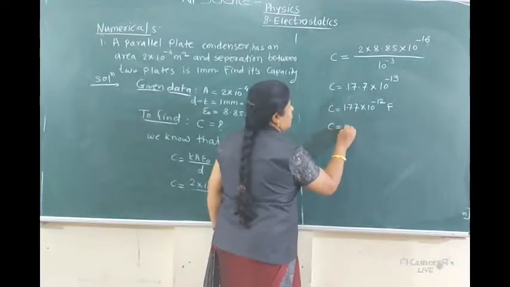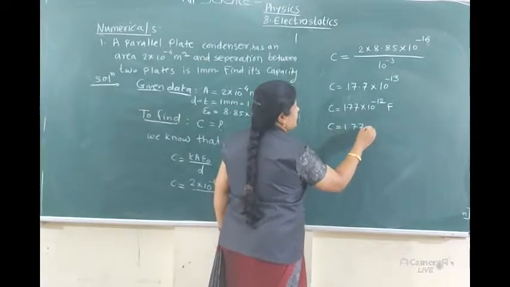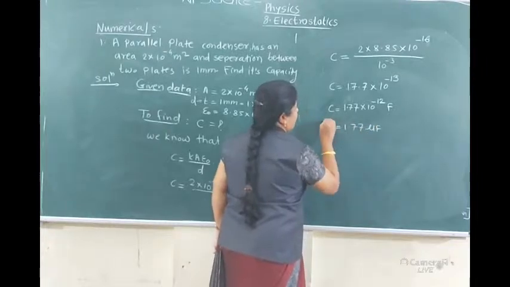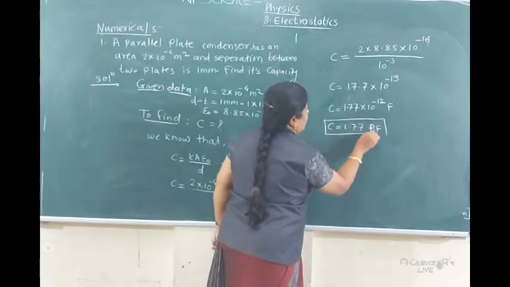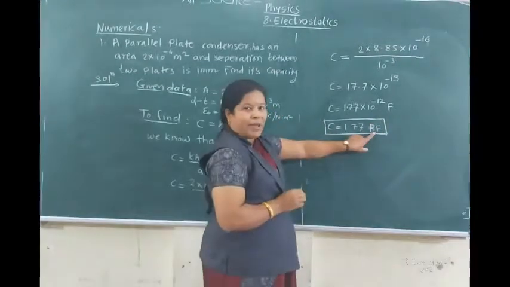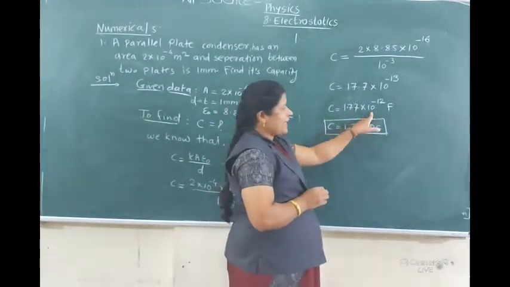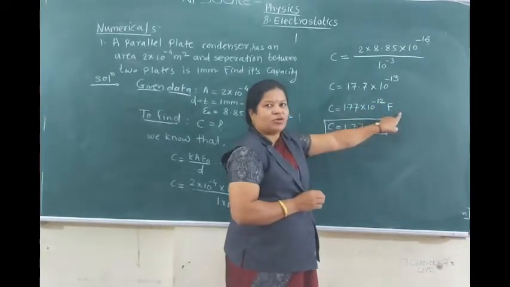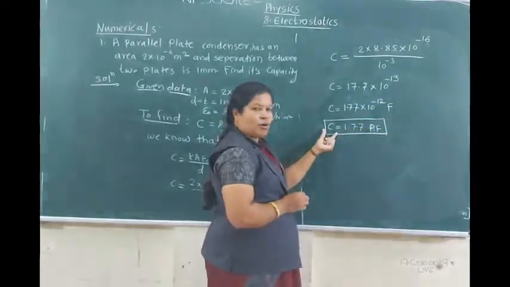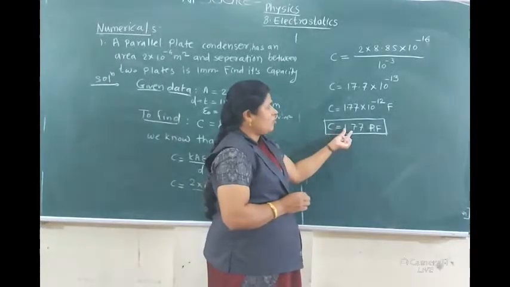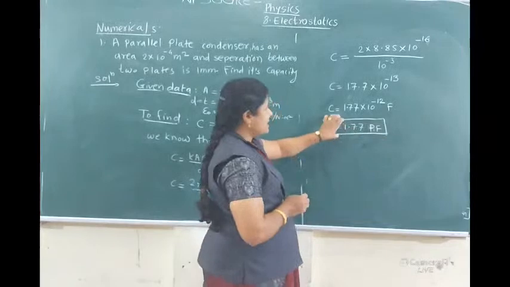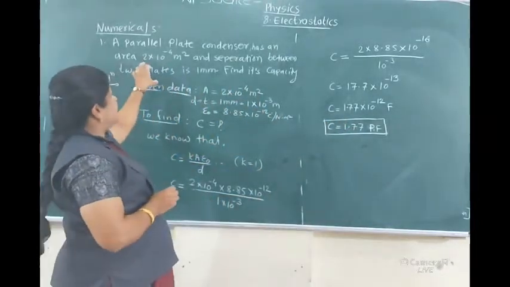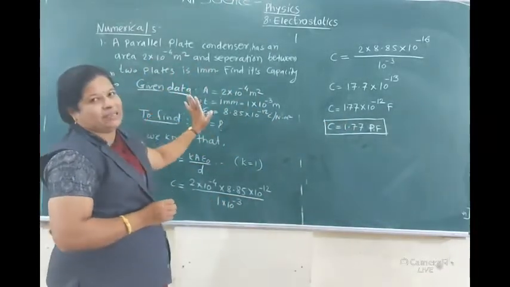Therefore, C is equal to 1.77 into picofarad. We know that 10 raised to minus 12 farad is equal to 1 picofarad. Therefore, we get C is equal to 1.77 picofarad. This is the capacity of this parallel plate condenser.